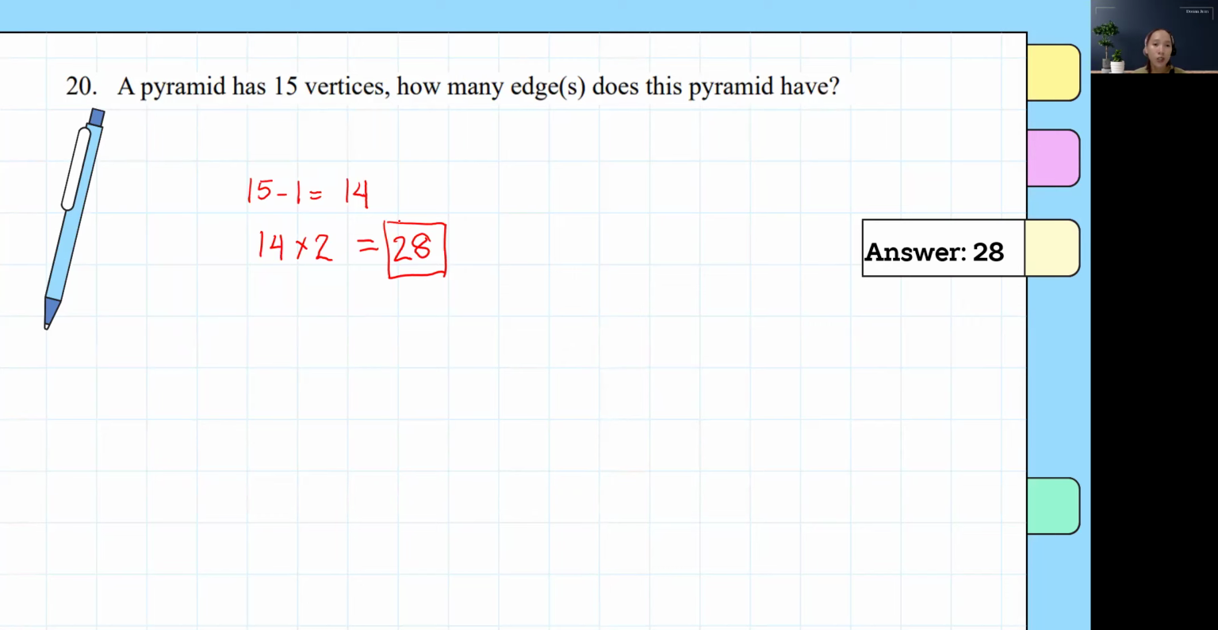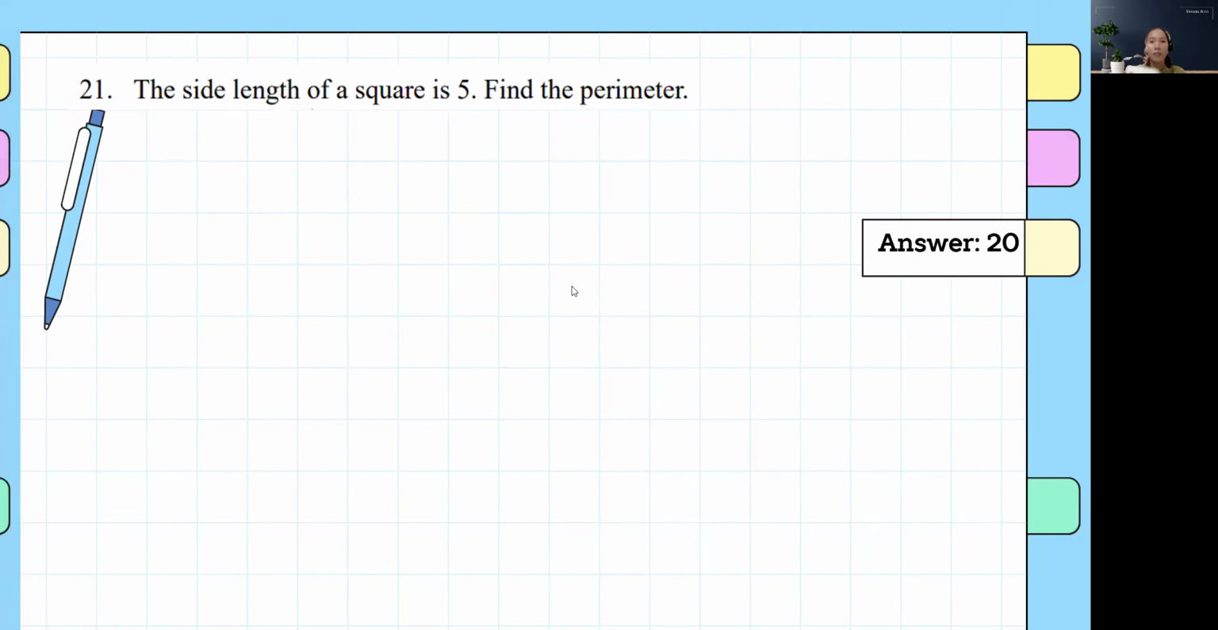Okay, what we need to do is take the vertices minus 1 and then just multiply it by 2. You will get the number of edges. This is our formula. That's it for number 20. Let's proceed to number 21.